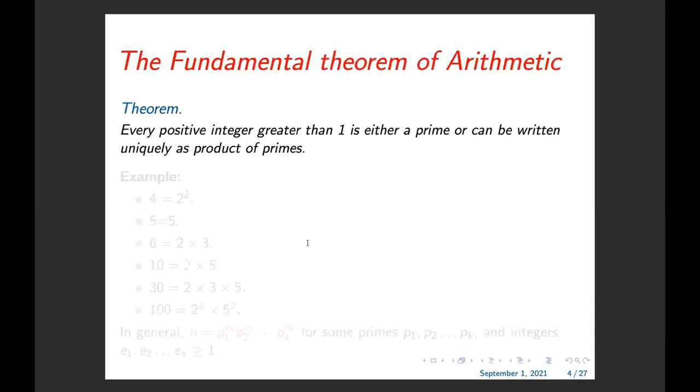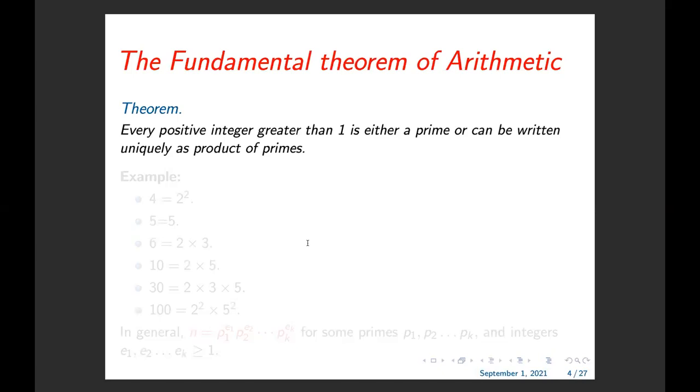We now recall one of an important theorem in number theory, which is known as the fundamental theorem of arithmetic. This states that every positive integer greater than 1 is either a prime or can be written uniquely as a product of primes. And I think we have been using this theorem since our childhood when we learn about how to factorize a number. Unknowingly we are using this theorem, but here we have a well-defined statement.